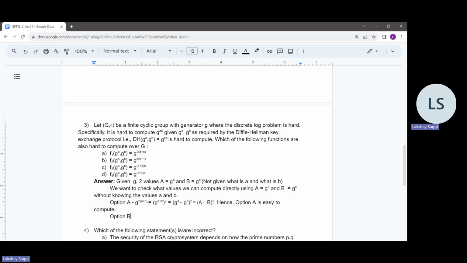What is option B here? Option B is G raised to the power A times B plus 1.